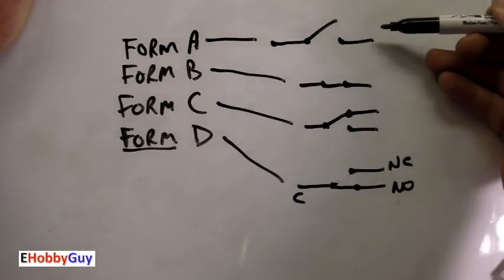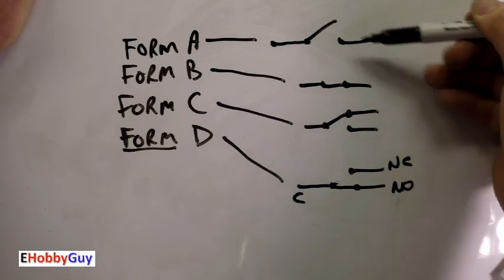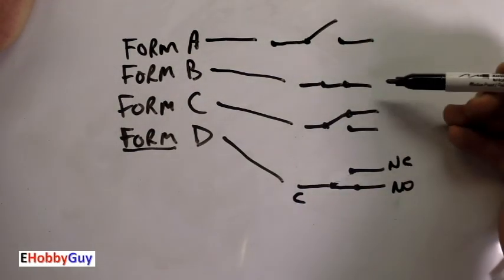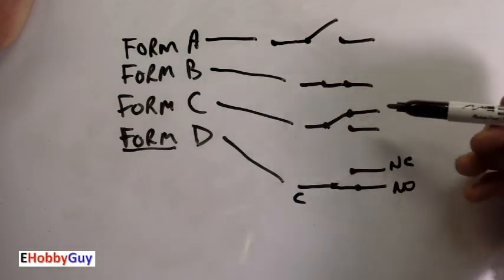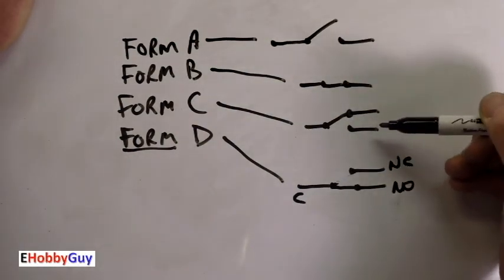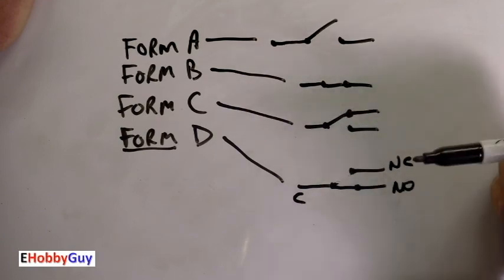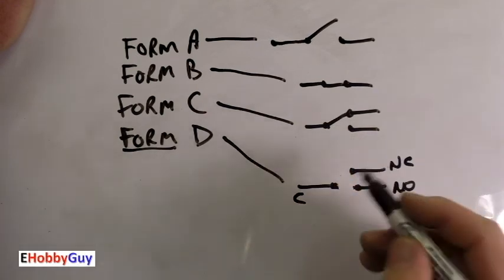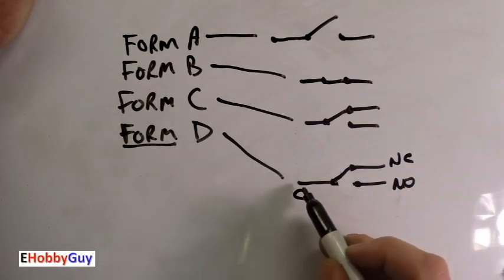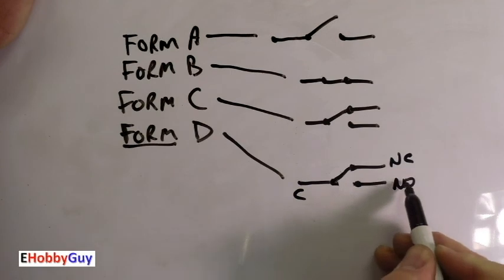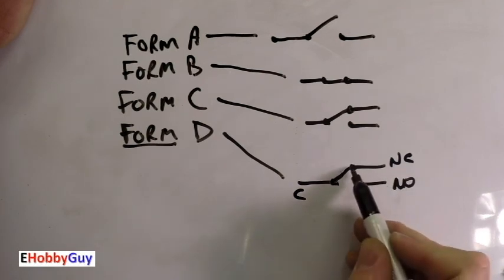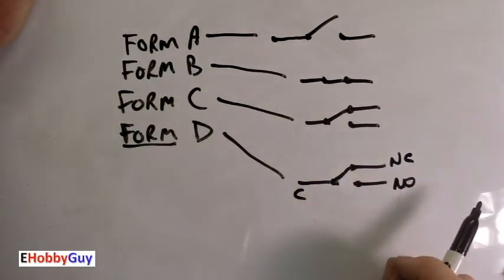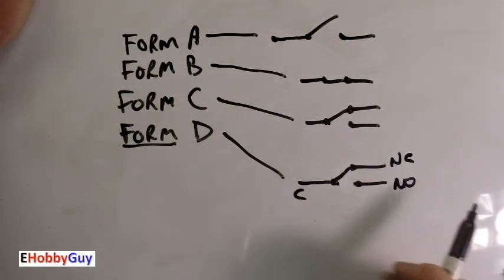And so, Form A is a normally open that closes when it's energized. Form B is a normally closed that opens when it's energized. A Form C has both a normally closed and a normally open, and a common, of course. And a Form D is a make before you break situation where the common makes contact with the normally open first before it breaks contact with the normally closed. I just wanted that to be clear before we move forward and look at different types of relays.